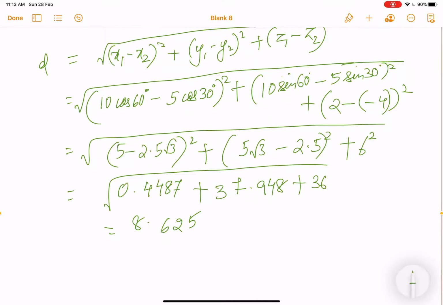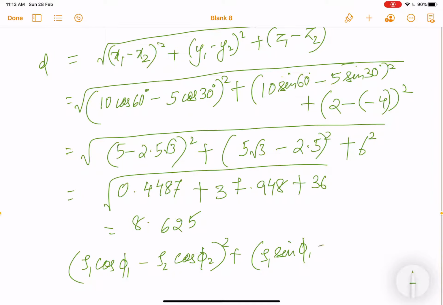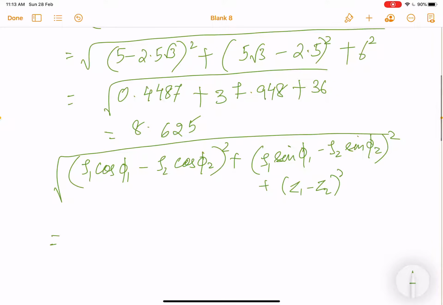Now if you want, you can write it in terms of cylindrical coordinates. If you want it directly, then you can do one thing. Instead of x1 you'll write rho 1 cos phi 1 minus rho 2 cos phi 2, then this whole square, plus rho 1 sin phi 1 minus rho 2 sin phi 2 whole square, plus z1 minus z2 whole square. Then if you want, you can expand it.